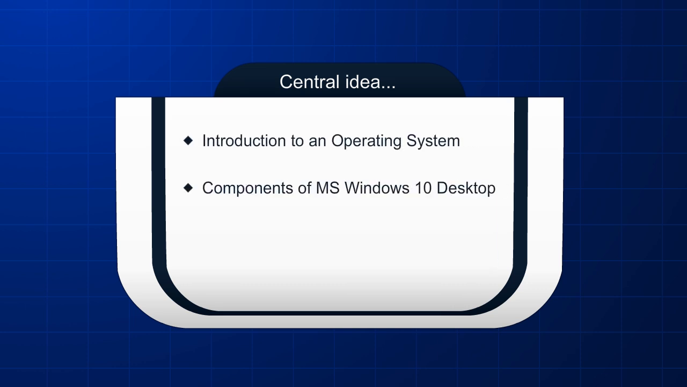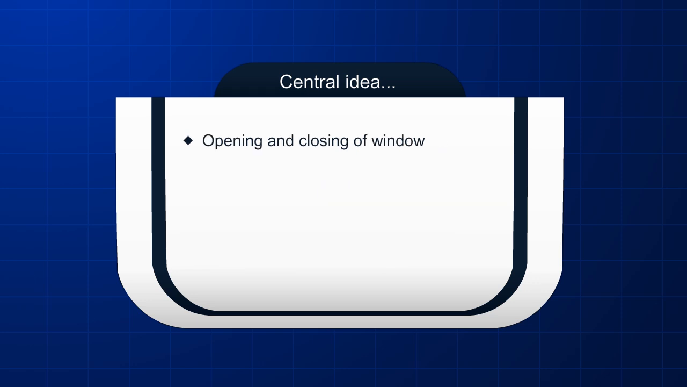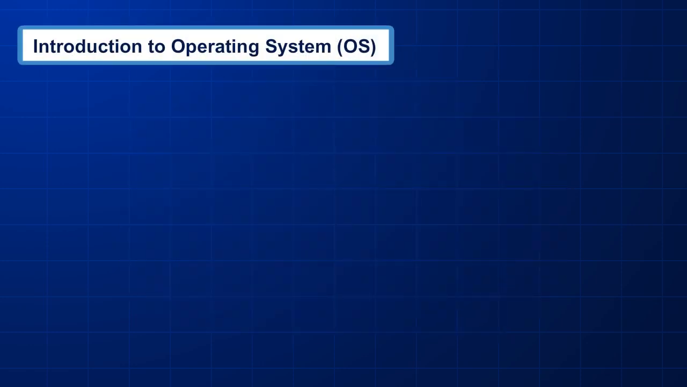Components of MS Windows 10 desktop. What is a desktop? Icon, wallpaper, recycle bin, file and folder. Opening and closing of a window. Resizing and moving a window. Introduction to operating system, OS.